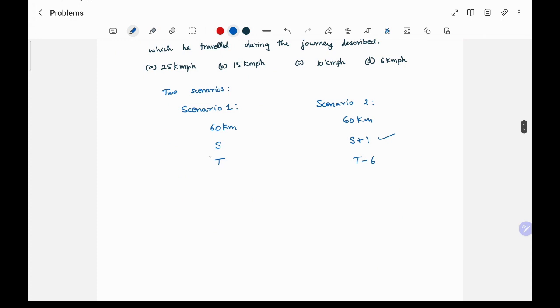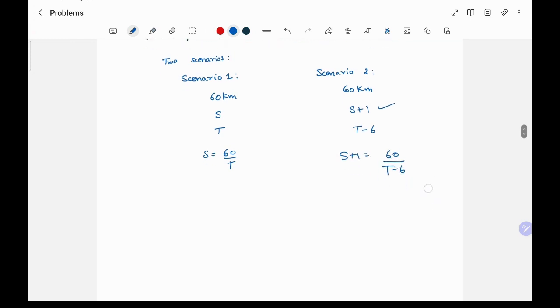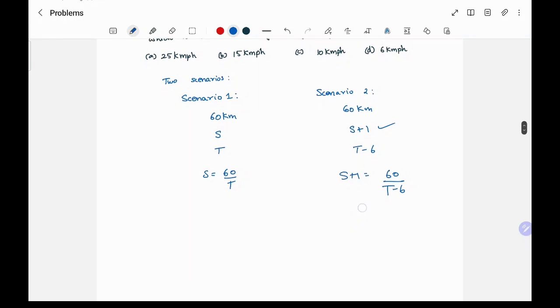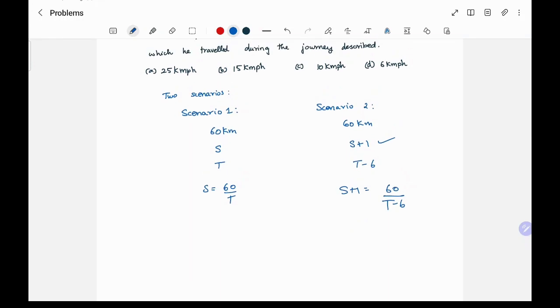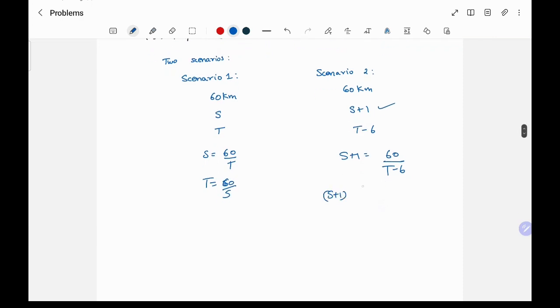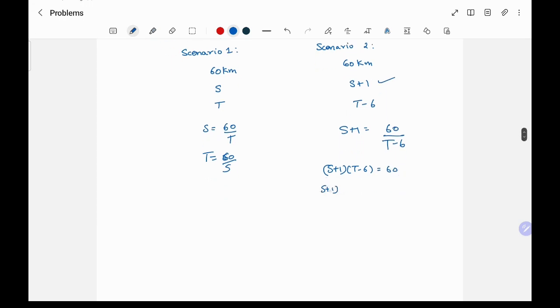So let's equate. The first equation is s is equal to 60 by t, and the second equation we get s plus 1 is equal to 60 by t minus 6. Okay, we want to find s, so let's take t from here and substitute 60 by s. So s plus 1 here and t minus 6 is equal to 60. So t is nothing but 60 by s.